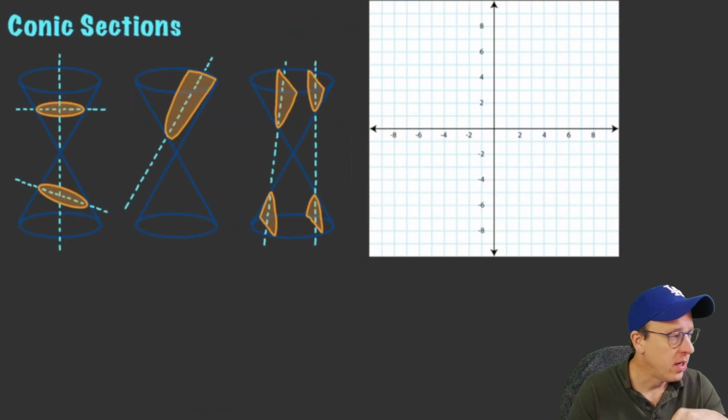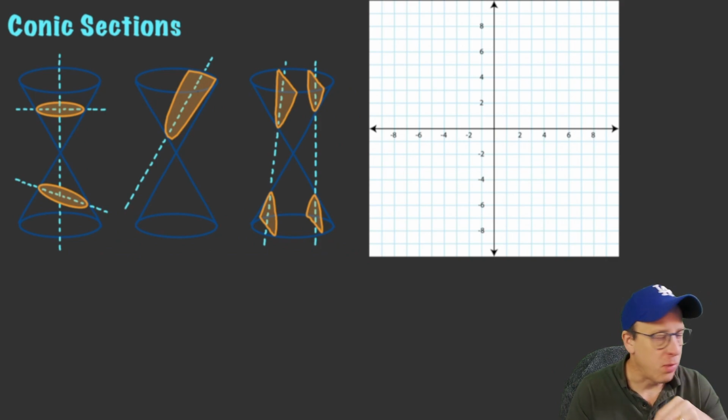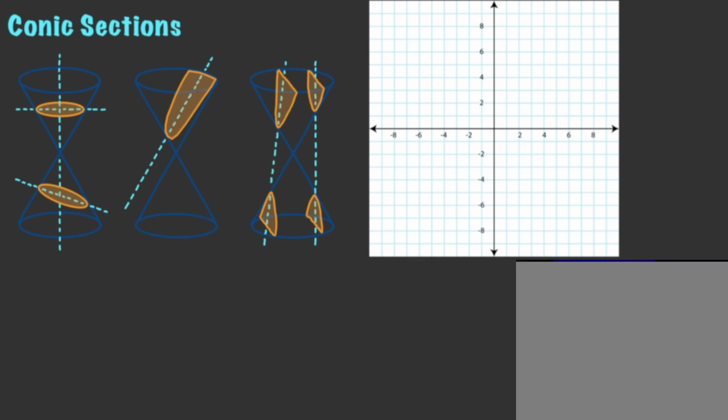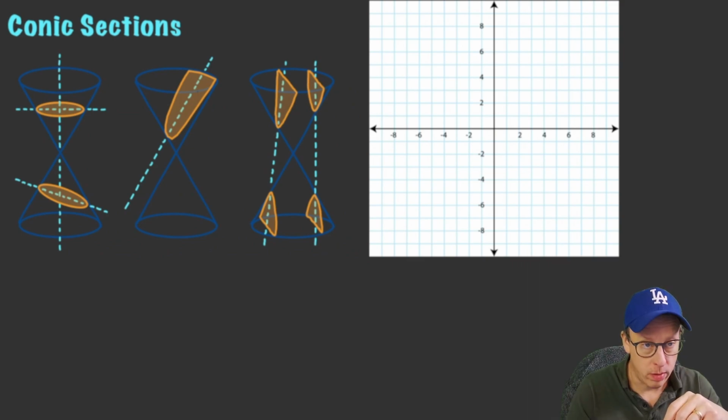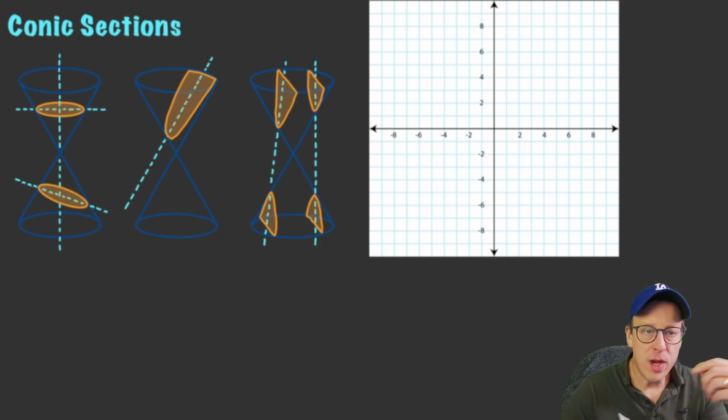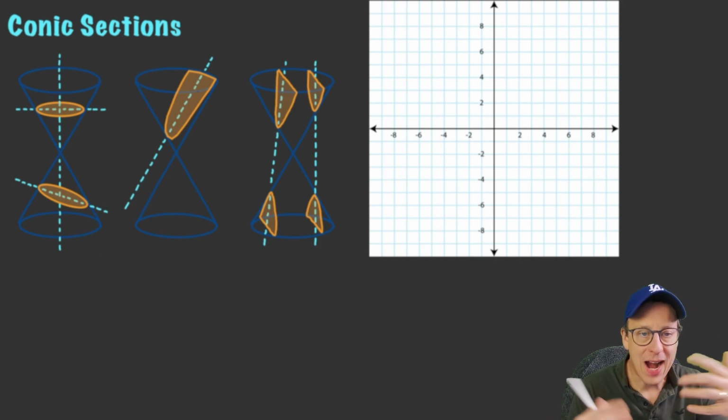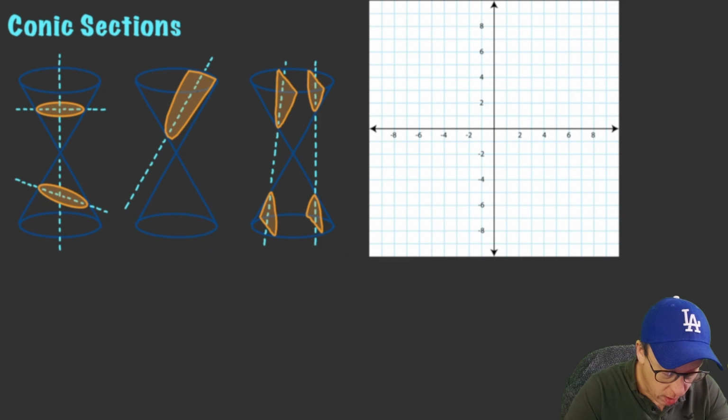So let's just start. So what exactly is a conic section? Well, you can see sort of examples of them here. Basically, it is a slice that goes through a cone. All right? And we are able to graph all of these on the coordinate plane.